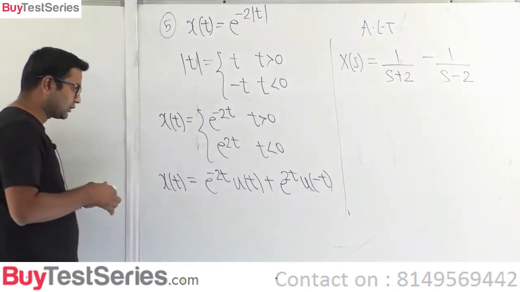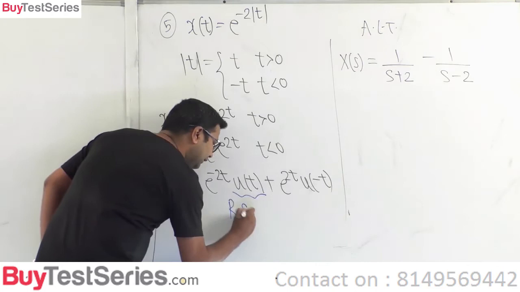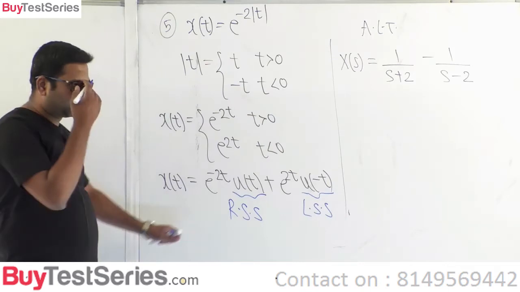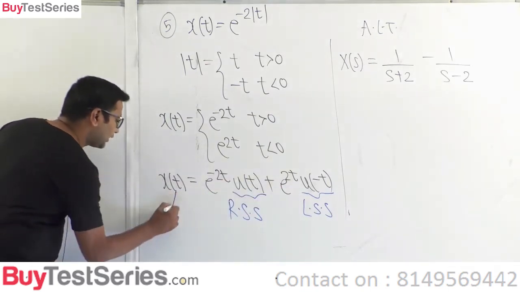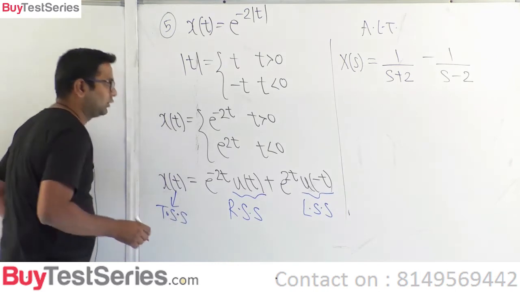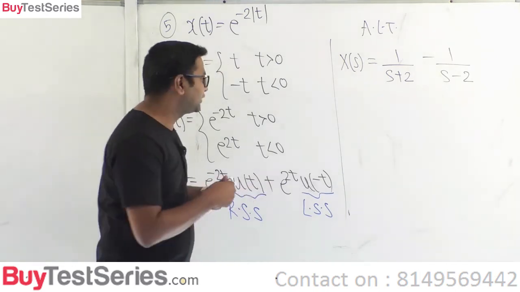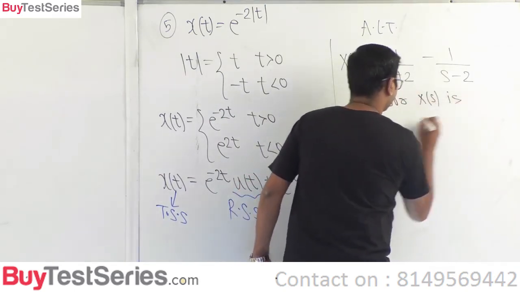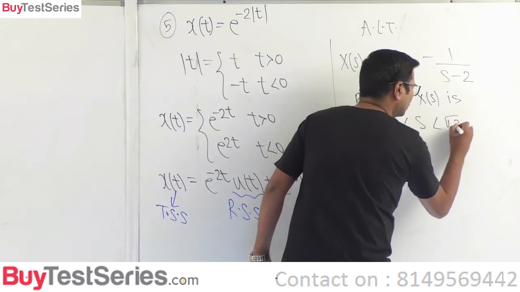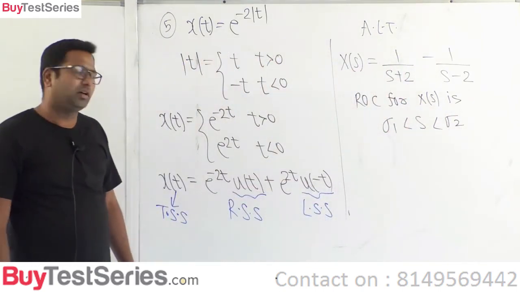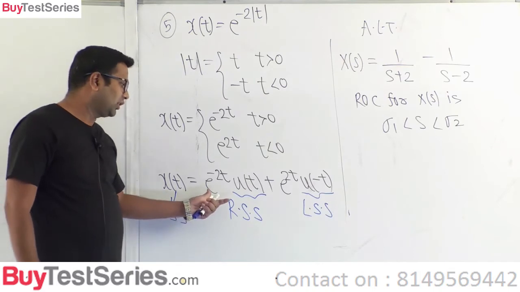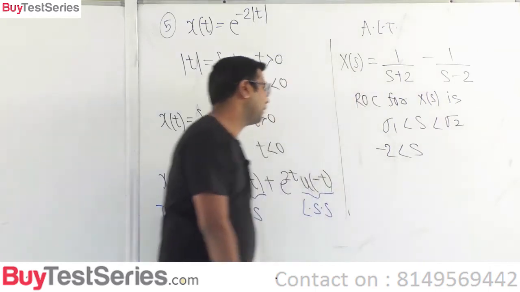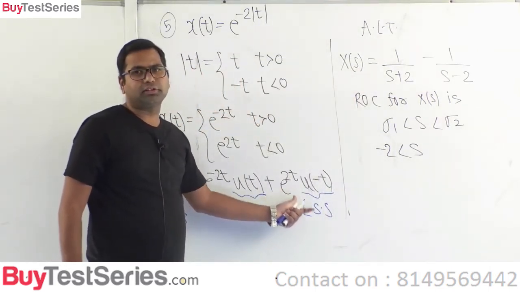Now, if you observe the signal x of t, because of presence of u of t, this is right sided, but because of presence of u of minus t, this is left sided. Since we have both right sided and left sided portions of the signal, x of t can be called a two sided signal. Since x of t is a two sided signal, ROC for capital X of S is sigma 1 less than S less than sigma 2, where sigma 1 should come from the right sided portion. The right sided portion is the first half of the signal. Therefore, sigma 1 in this case will be minus 2, whereas sigma 2 should come from the left sided portion.